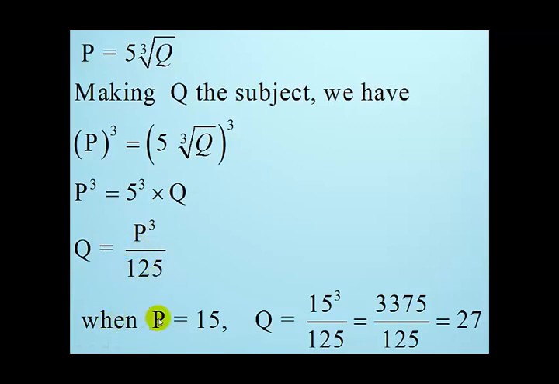Now when P equals 15, Q equals 15 cube divided by 125. Why? Because we have Q equals P cubed over 125, and we are given P to be 15. That means that we substitute 15 wherever we see P. So instead of P cubed, we have 15 cubed, and that's how come we have 15 cubed divided by 125. 15 cubed is equal to 3,375. So we divide it by 125, and 3,375 divided by 125 is equal to 27. This means that Q is equal to 27 when P is equal to 15.